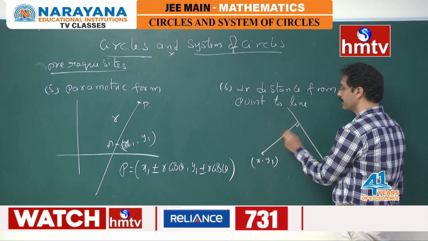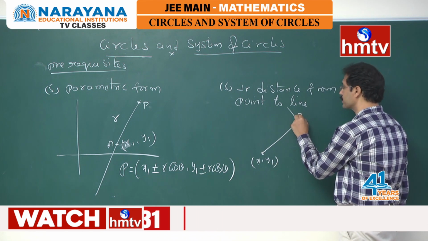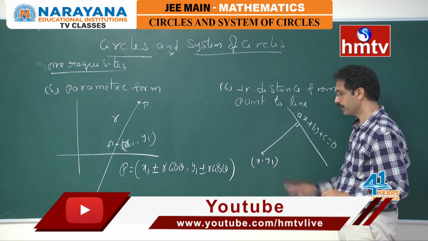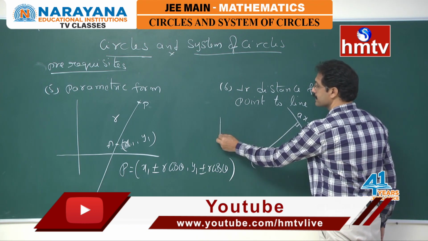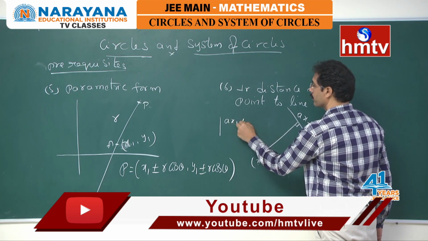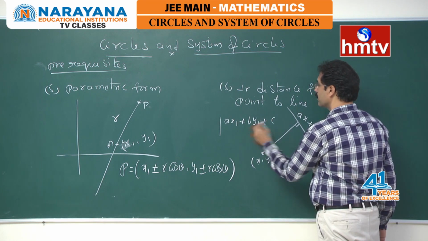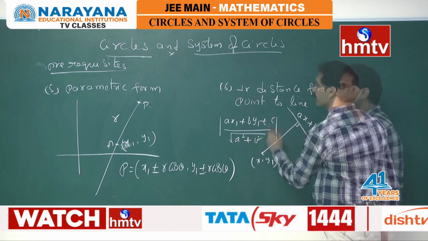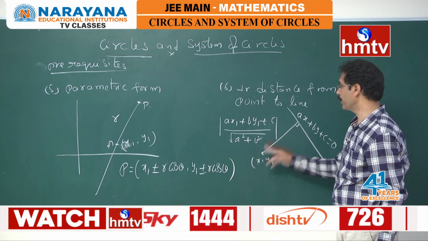The perpendicular distance from x1, y1 to the straight line ax plus by plus c is equal to 0 is always equal to modulus of ax1 plus by1 plus c, divided by root over a square plus b square. This is our perpendicular distance from a point to the line.